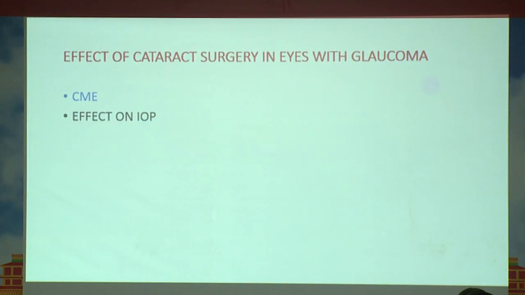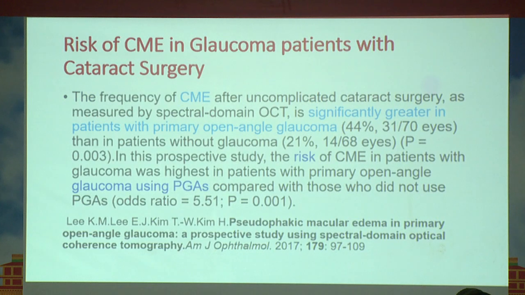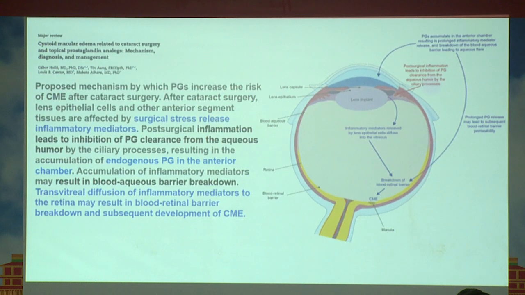So let's come to the other part: the effect of cataract surgery on eyes with glaucoma. We have to consider cystoid macular edema and the effect of cataract surgery on intraocular pressure. First, let's consider cystoid macular edema. It's been seen that cystoid macular edema is significantly greater in patients with primary open-angle glaucoma, and their risk is higher in patients using prostaglandin analogs. So this is the mechanism by which cystoid macular edema occurs following cataract surgery.